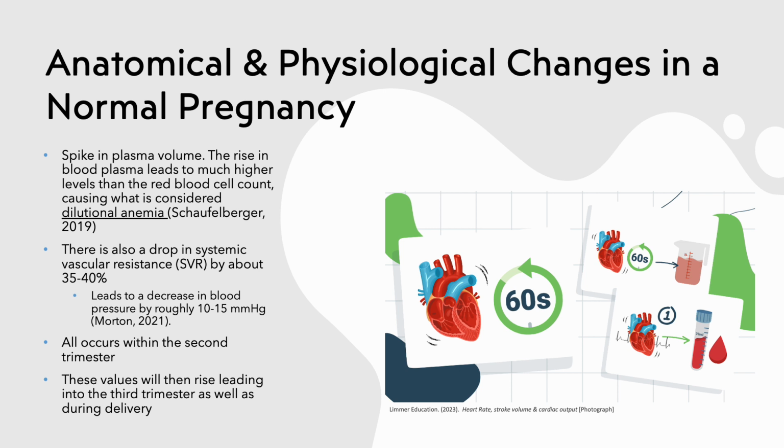Additionally to that, there's also this drop in systemic vascular resistance by about 35 to 40%. And then this leads to a decrease in blood pressure by about 10 to 15 millimeters of mercury, specifically in the systolic blood pressure. So all this is taking place in your second trimester, and then leading into your third trimester, all these values are going to return back to baseline again, and the pregnancy will continue forward.